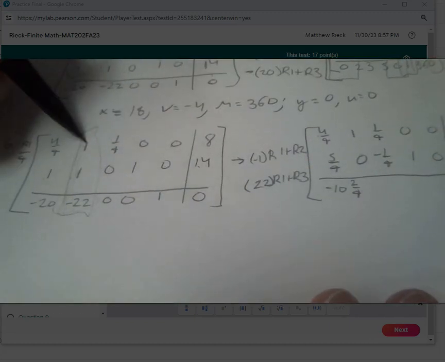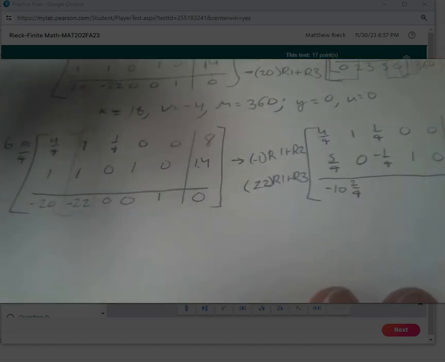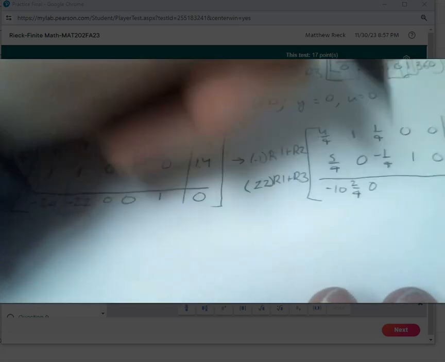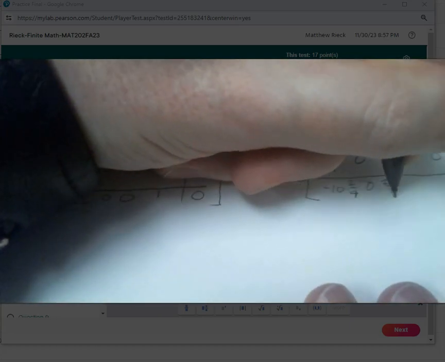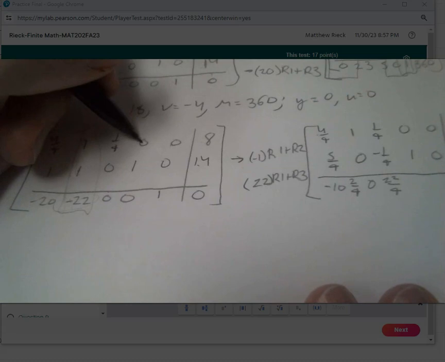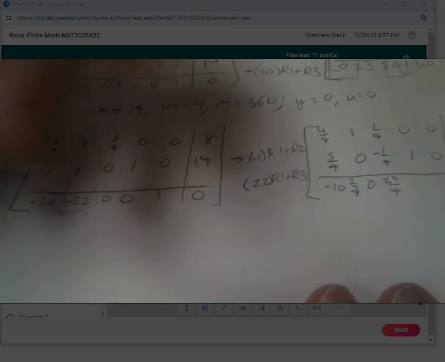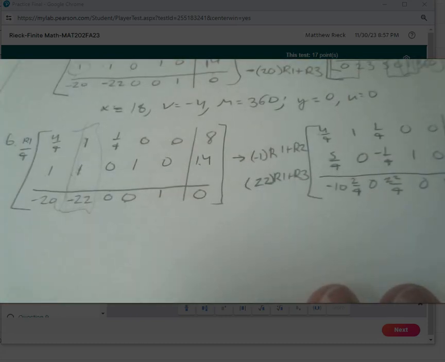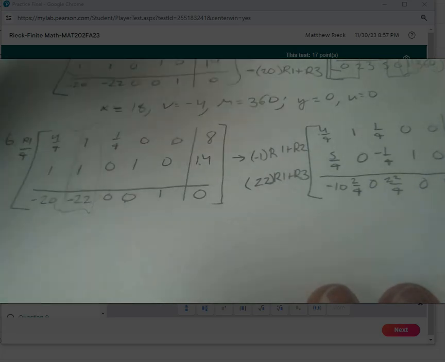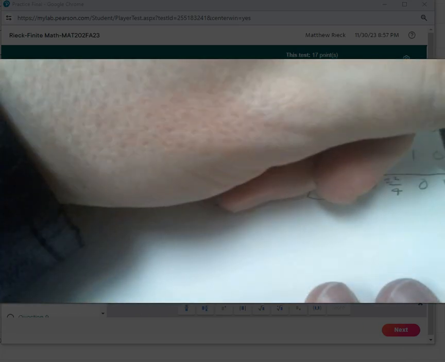All right. So we have 22 times 1 is going to be 22 plus -22 is going to be 0. Then we have 22/9 plus 0 is going to be 22/9. And then we have 22 times 0 is going to be 0 plus 0. 0 plus 1 is going to be 1. And finally, 22 times 8 plus 0 is going to be 176.